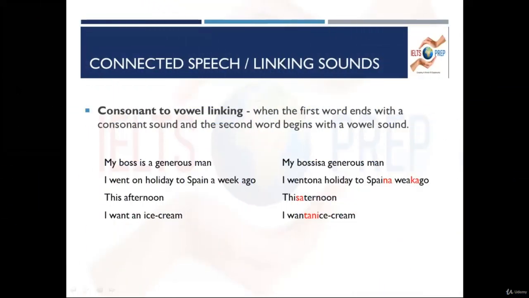Connected speech is another very, very important pronunciation feature because most non-native speakers don't use connected speech. It's something that native speakers do all the time. We use connected speech as a way of making it easier for us to pronounce words. Our tongue doesn't have to move as much. It allows us to be a little bit lazy when it comes to pronunciation. So connected speech is something that we use all the time.